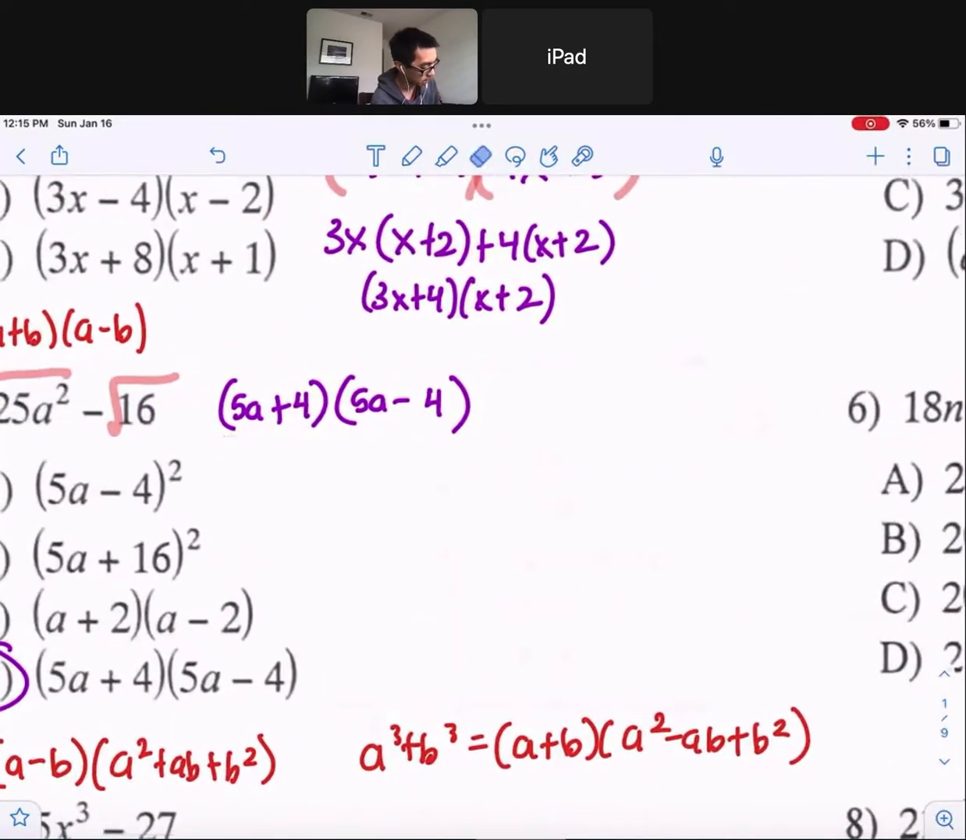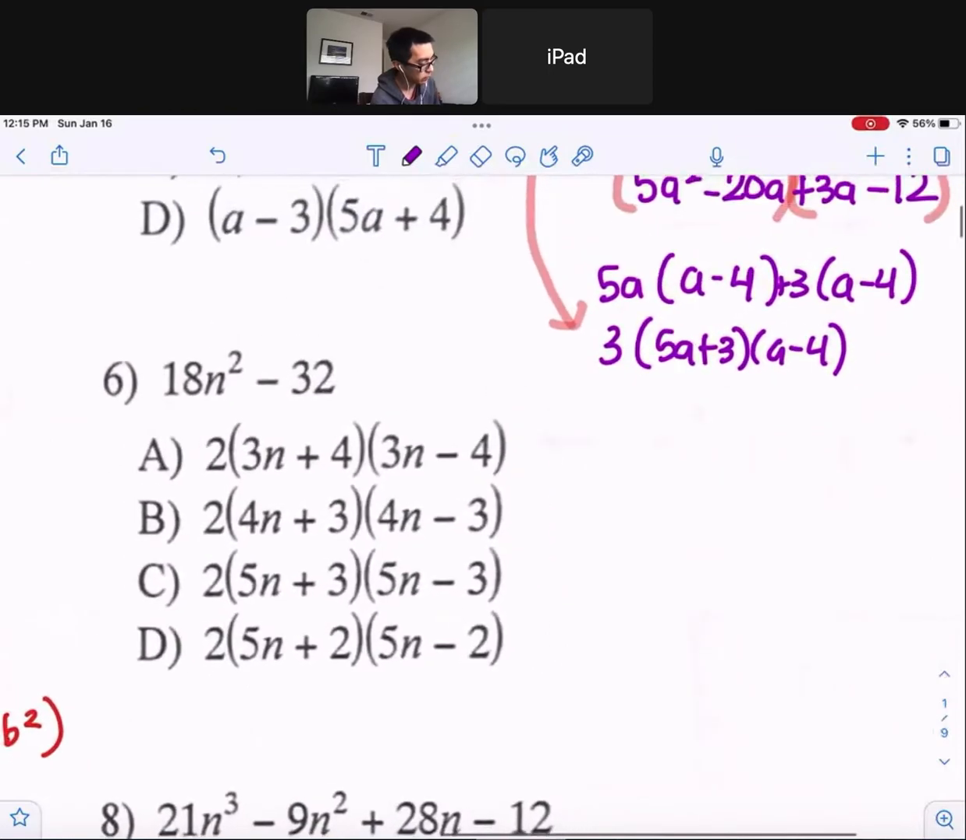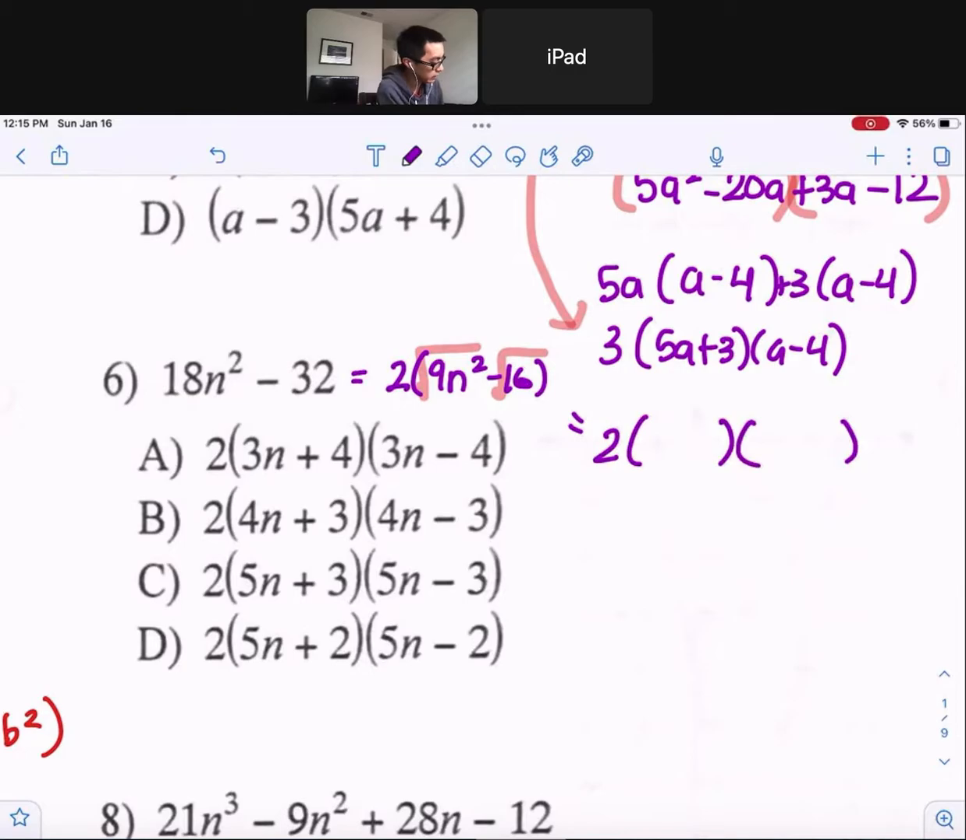Now, for 6, before we even start factoring, we can factor out a 2. So we can factor out a 2 from both of these. So 2 times 9n squared minus 16, and then we can square root both of these to do our factoring by a difference of squares. So what times what is 9n squared? That's 3n times 3n. What times itself is 16? That's 4 times 4. Plus and minus. So we're going to get A. That one's going to be A.